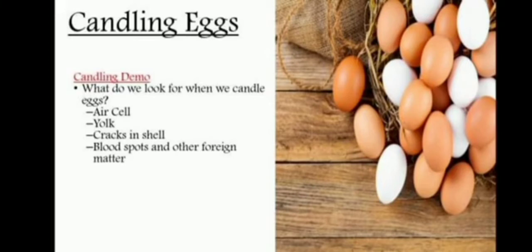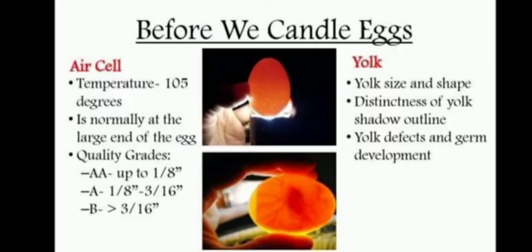So during a candling demo, what do we look for when we candle eggs? We look for the air cell, yolk, cracks in the shell, blood spots, and other foreign matter. Before we candle eggs, you need to know the air cell, whose temperature is 105 degrees, and it is normally seen at the large end of the egg.